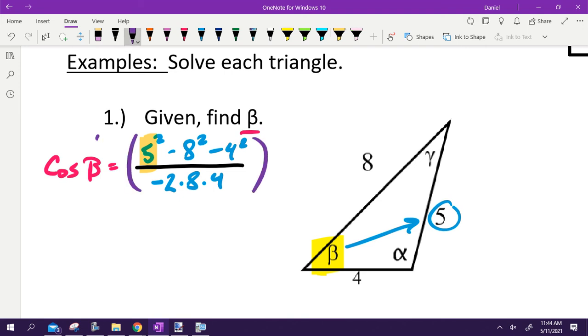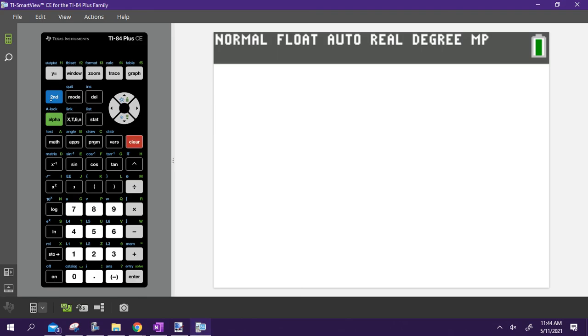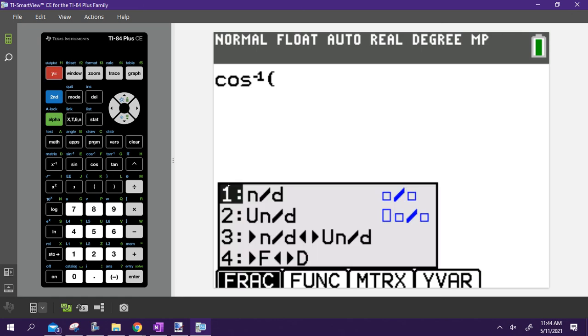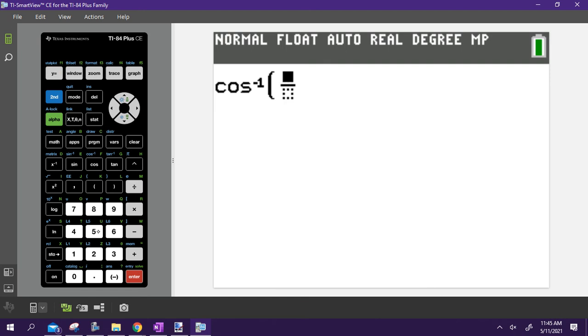Inverse cosine. So I'm going to do the inverse cosine of all of that. Here's how I'm going to type that in. Second cosine. You got to be careful here because the fractions or the parentheses would be really important. So when I type it in, I'm going to use the fraction button. So again, I used alpha F1 n over d. Then I can type this in.